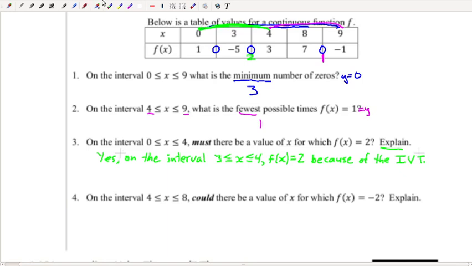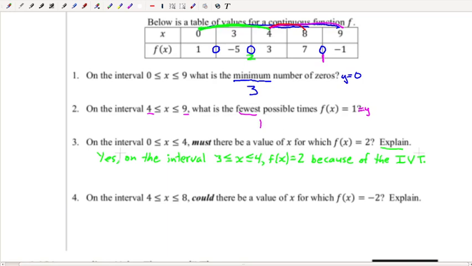All right, one more question. On the interval from 4 to 8, so just from here to here, could there be a value of x for which f of x equals negative 2? Explain. So we're not asking must there be, but could there be? Is it possible that there could be a value of x for which f of x equals -2?